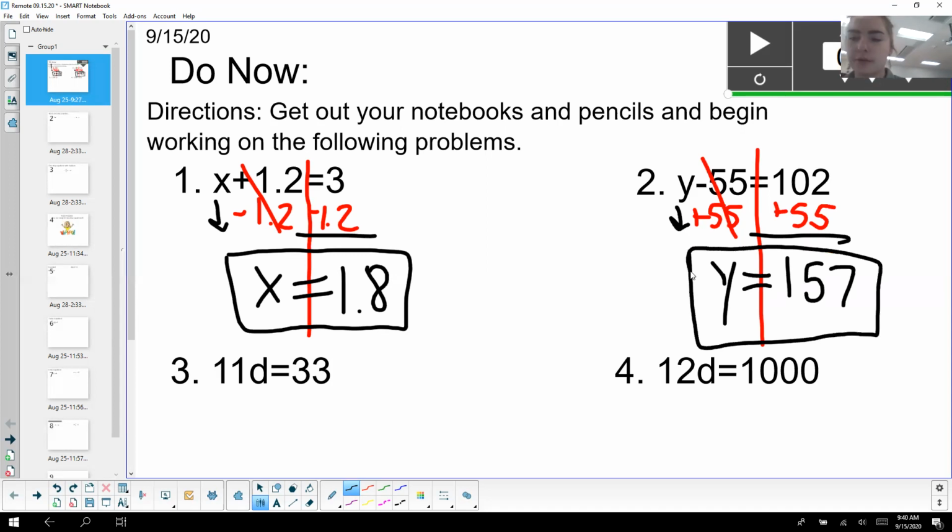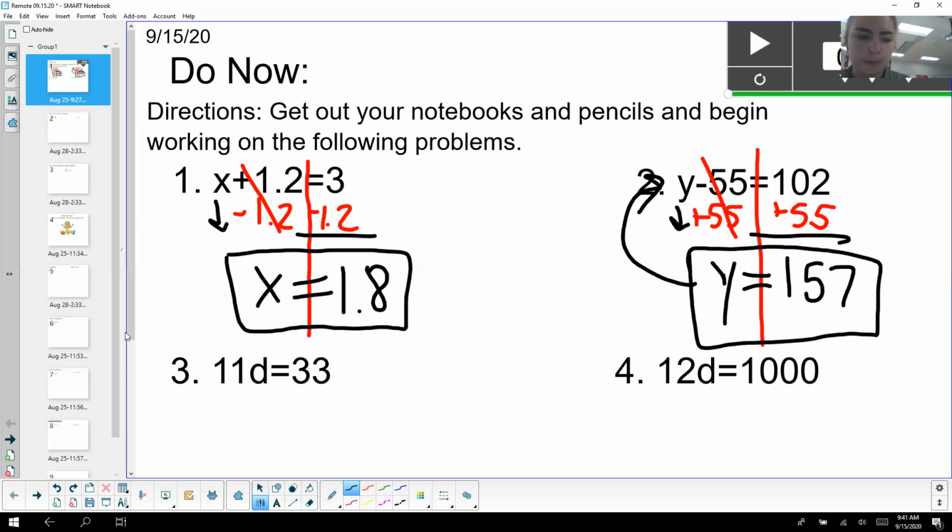And again, while you're going through these, make sure you're not totally just spacing out. Make sure you're actively writing these examples down, asking questions if you have questions. So 157 makes sense, because if I were to plug it back in for y, I would have 157 minus 55, and that should give me 102.